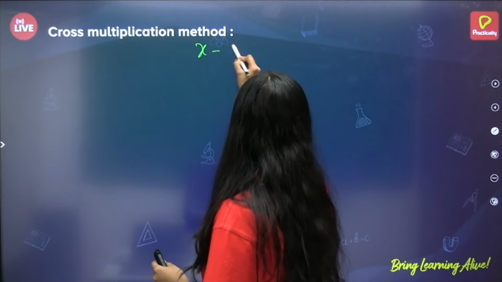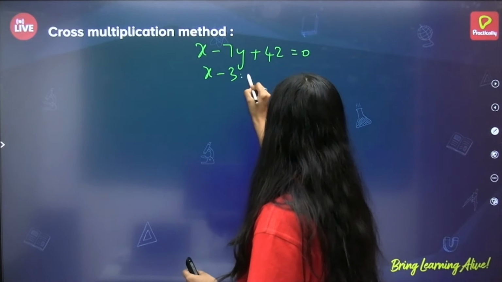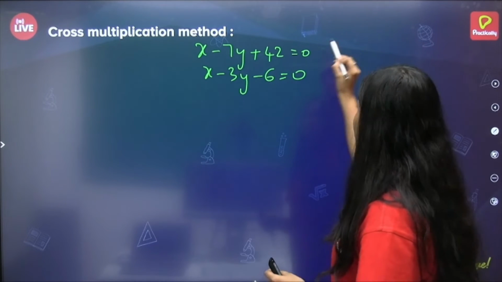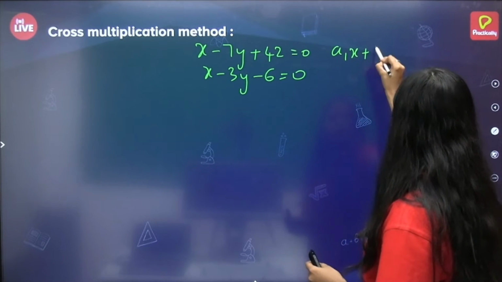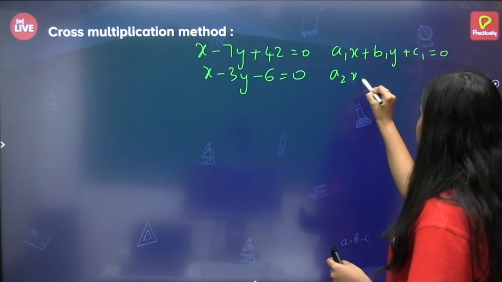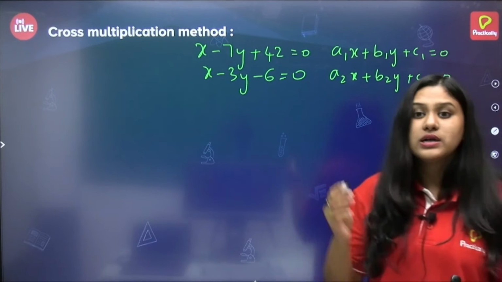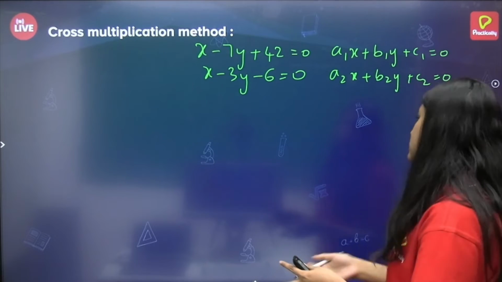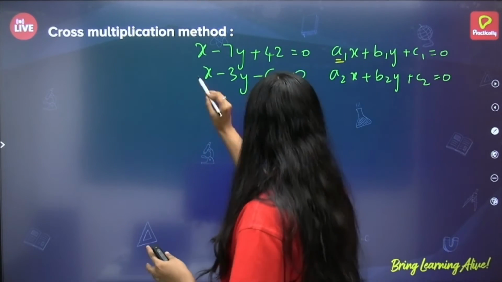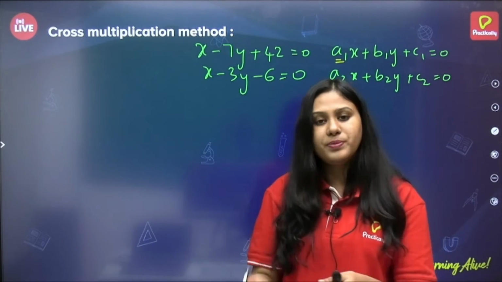Now, again, x minus 7y plus 42 equals to 0. x minus 3y minus 6 is equal to 0. Now, here we know that the pair of linear equations a1x plus b1y plus c1 equals to 0 and a2x plus b2y plus c2 equals to 0. We know that this is a general form of the linear equations in two variables. Now, what is a1 here? 1, correct? And what is b1? Minus 7. What is c1? 42. With this, you can also tell what is a2, b2 and c2.